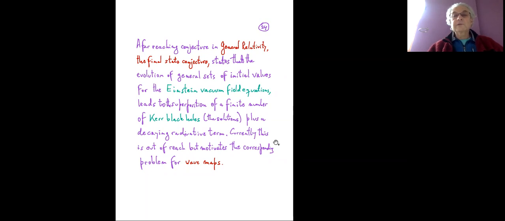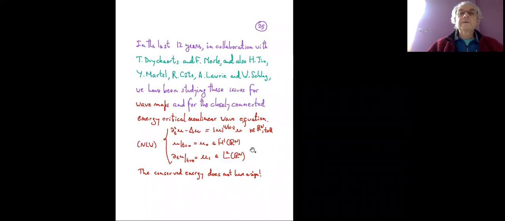None of us will probably see a proof of this conjecture, but it motivates the corresponding problem for wave maps. So in the last 12 years or so, in collaboration with Duyckaerts and Merle, also with Jia, Martel, Kenig, Lawrie, Schlag, and more recently with Collot, we have been studying this type of issues for wave maps and also for the closely connected energy critical nonlinear wave equation.